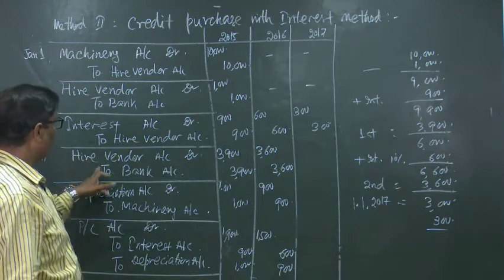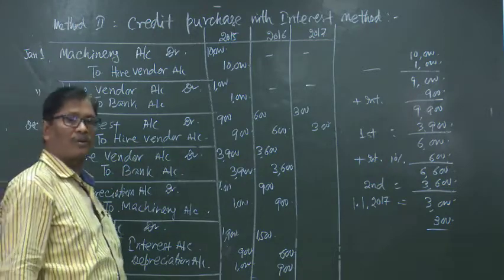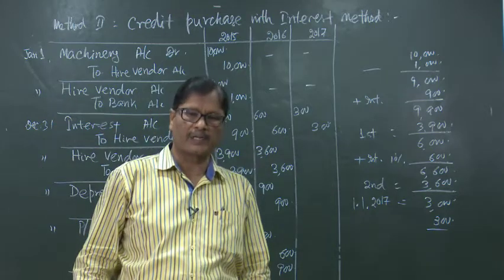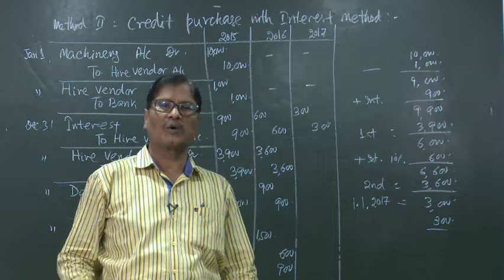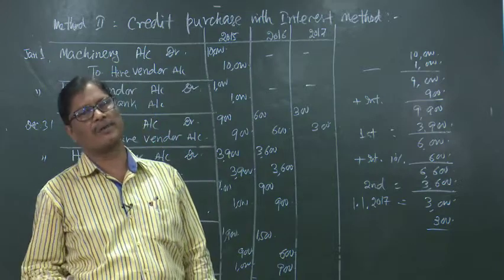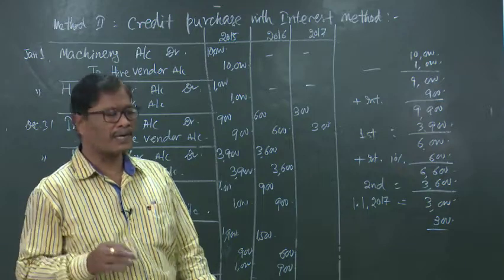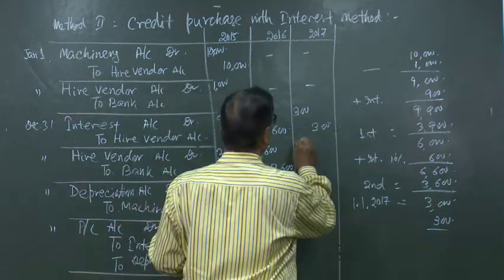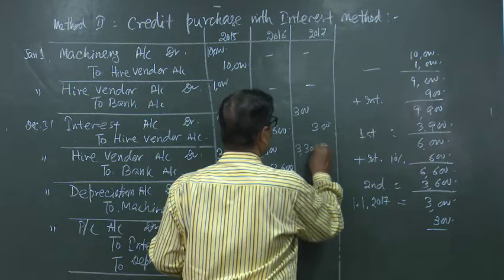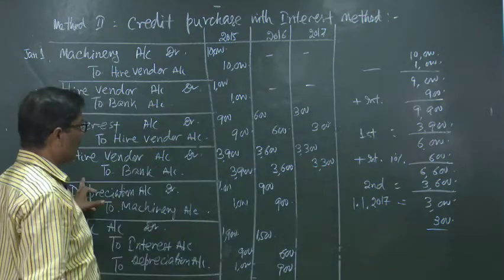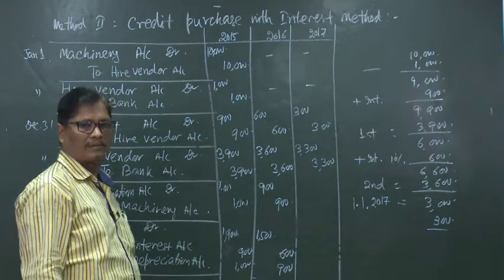Then coming to hire vendor account debited to bank account, how much will we be giving? We will give not only 300 towards the interest, but also 3,000, the equal installment, that is equal amount every year we are giving towards the principal, that is 3,000. 3,000 plus 300 is 3,300. We are giving 3,300. So, what will be the entry? The entry will be hire vendor account debited to bank account 3,300.